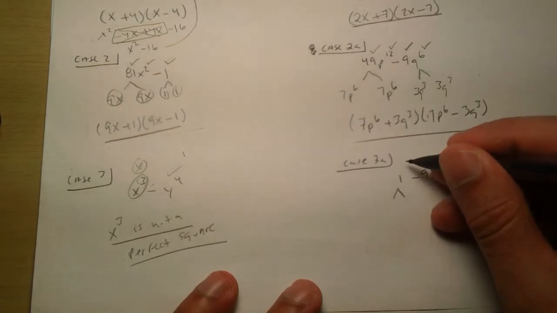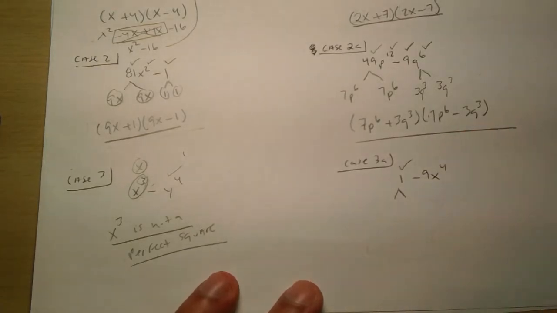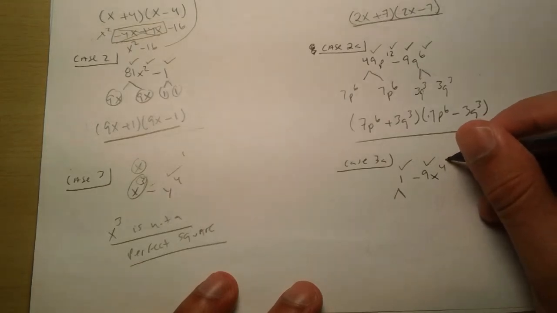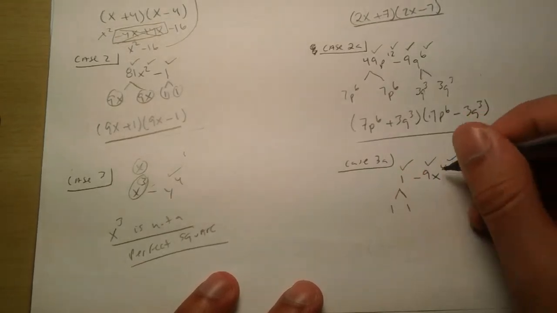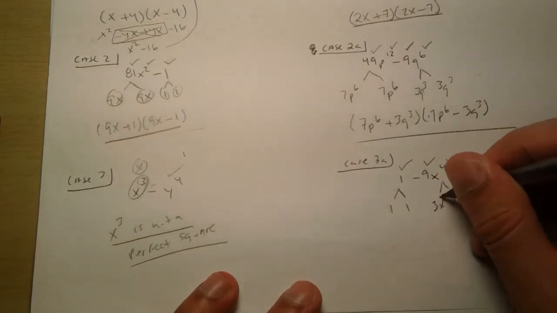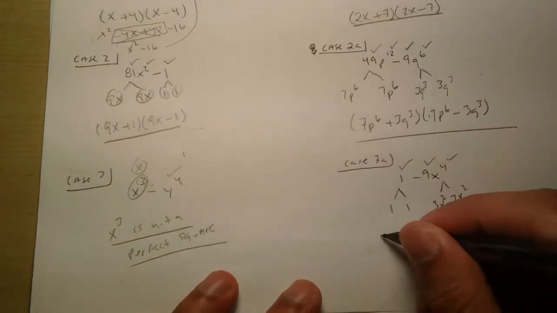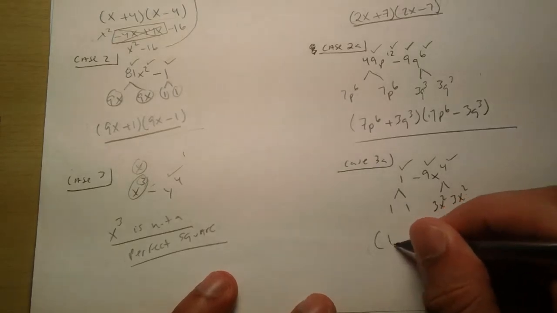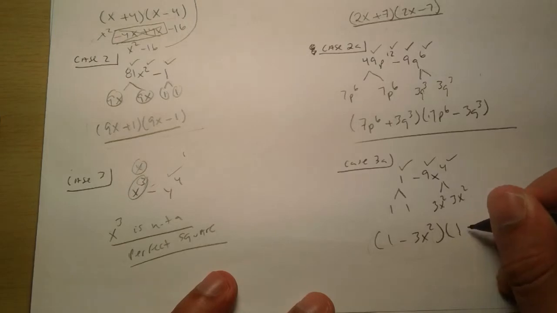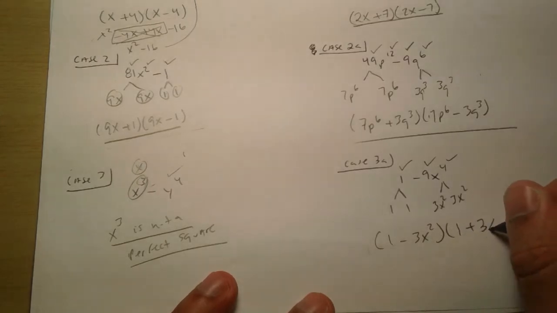Is 1 a perfect square? Yes, it is. Is 9 a perfect square? Yes, it is. X to the power of 4 a perfect square? Yes, it is. So we have 1 and 1, and then we have 3 and 3, x squared and x squared. And so we just need to write into our formula. So we have 1 minus 3x squared, and then we have 1 plus 3x squared.